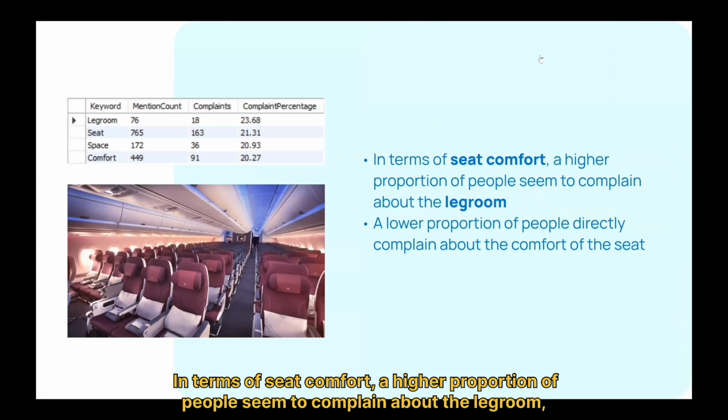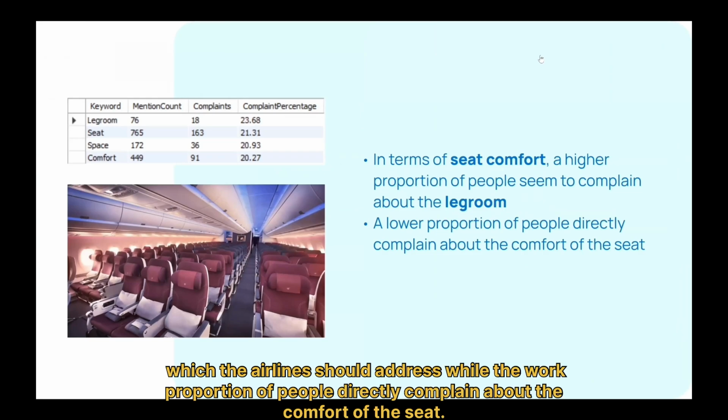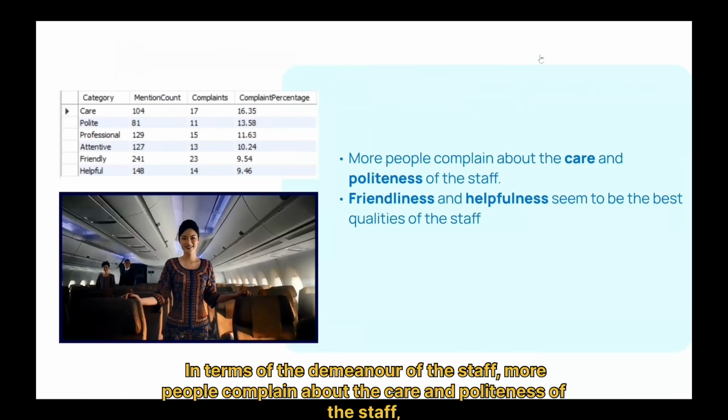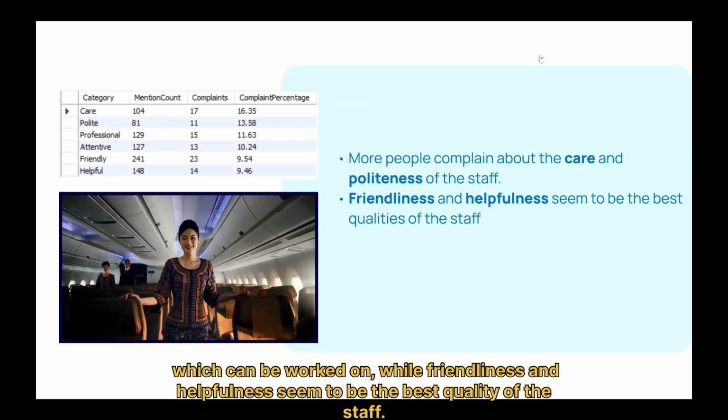In terms of seat comfort, a high proportion of people seem to complain about the leg room, which the airline should address, while a lower proportion of people directly complain about the comfort of the seat. In terms of the demeanor of the staff, more people complain about the care and politeness of the staff, which can be worked on, while friendliness and helpfulness seem to be the best qualities of the staff.